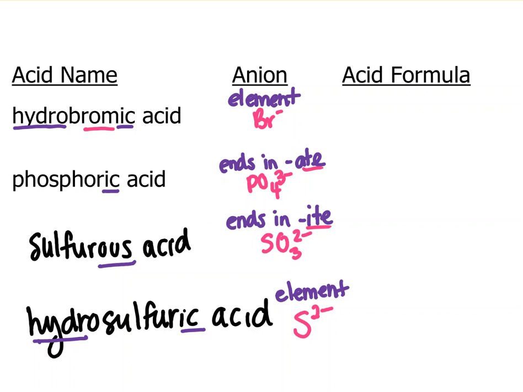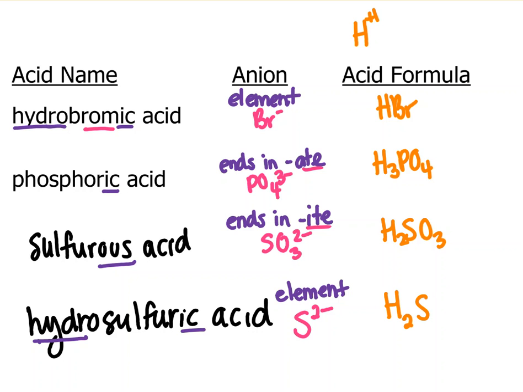Okay, we're almost there. This part is pretty easy. All you do is you assume that you're putting these anions with hydrogen ions with a +1 charge. And so the charge here will tell you how many hydrogens it needs. Bromide is just a -1, so we just need 1 hydrogen. Phosphate is a -3, so we need 3 hydrogens. Sulfite is a -2, so I need 2. And then sulfide is a -2, so again 2.